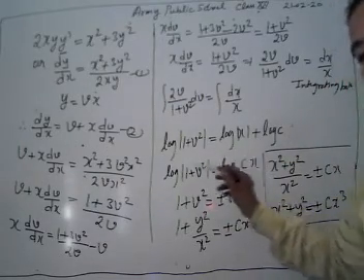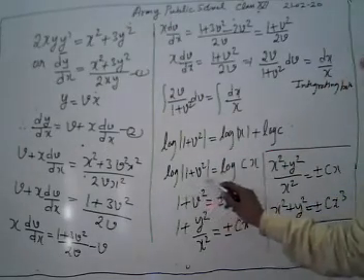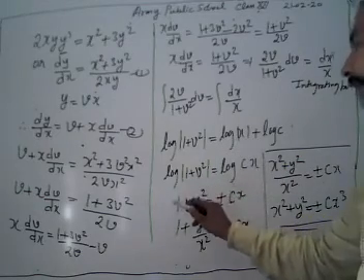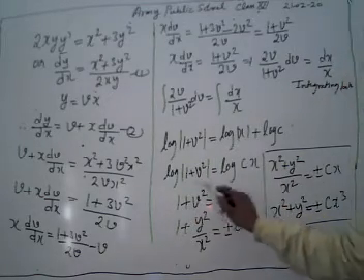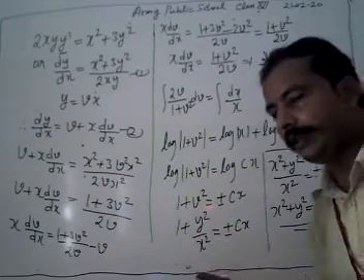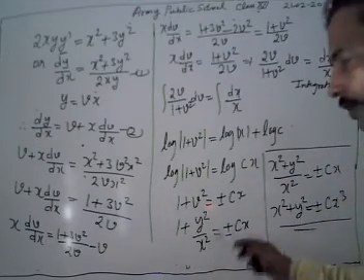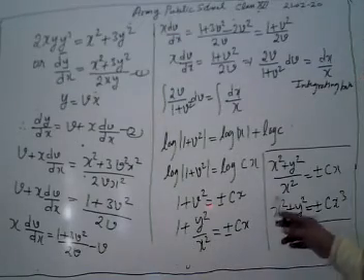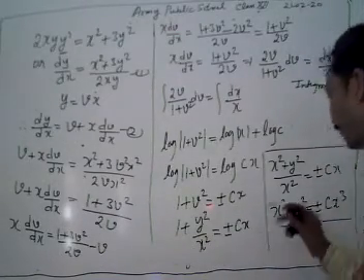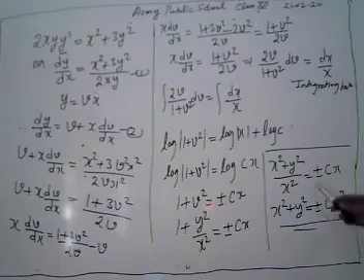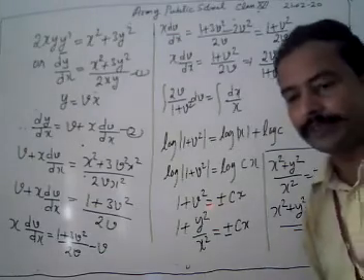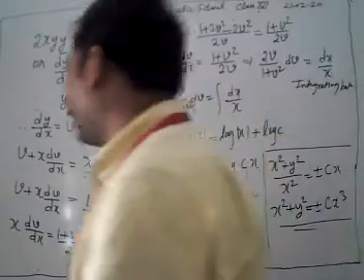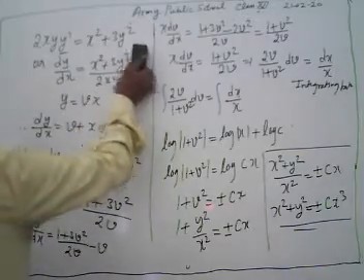Then it's log m plus log n, which is log of m into n, so log of 1 plus v square equals log cx. Then we have 1 plus v square equal to plus minus cx. In the last step, we put y by x in place of v, then we have 1 plus y square by x square equal to plus minus cx, and finally after solving we have x square plus y square equal to plus minus cx cube. This is our primitive solution.